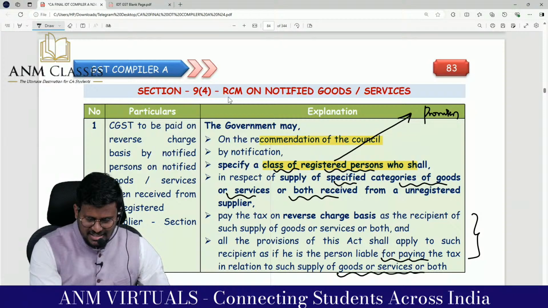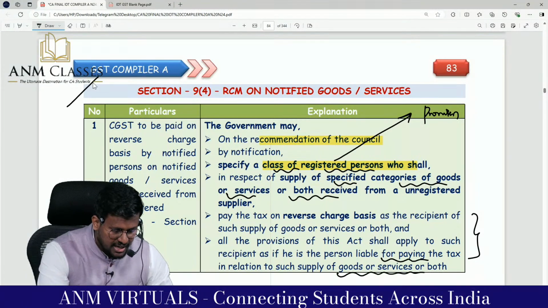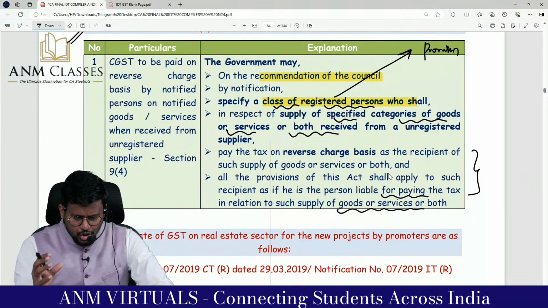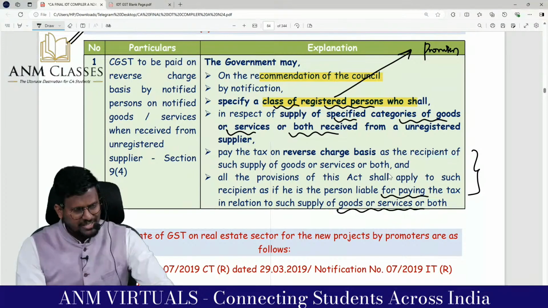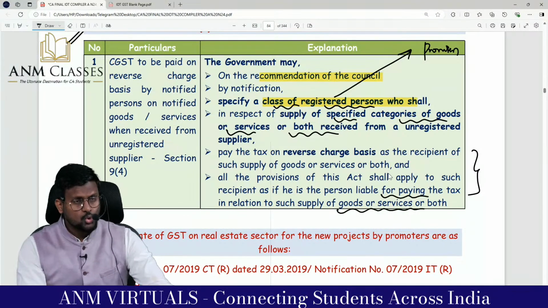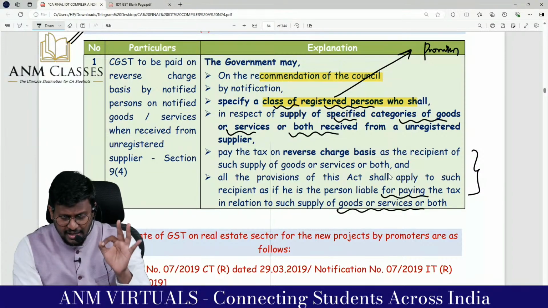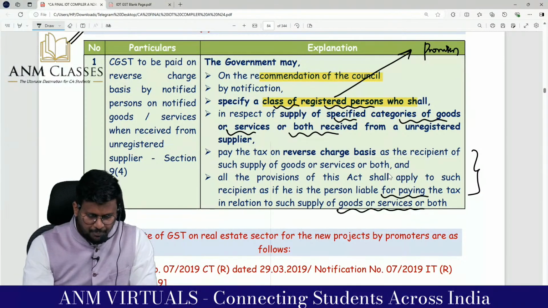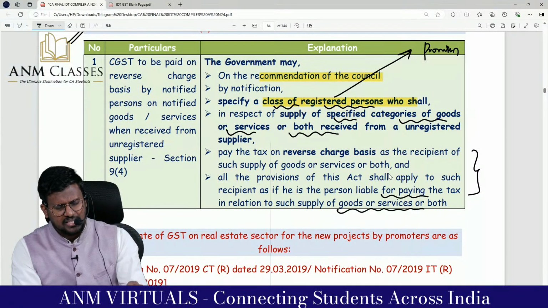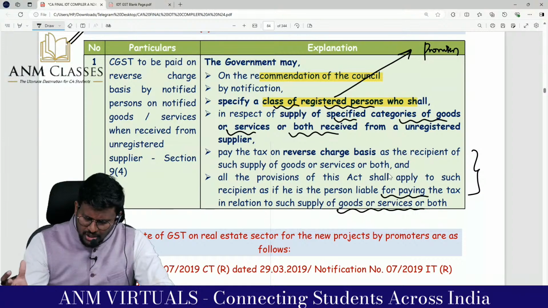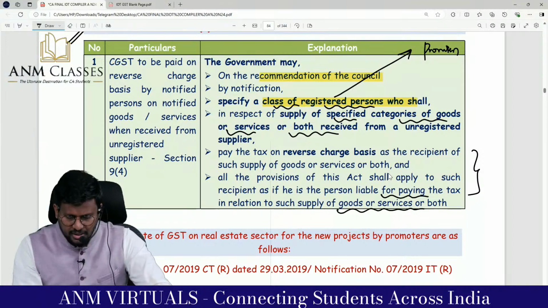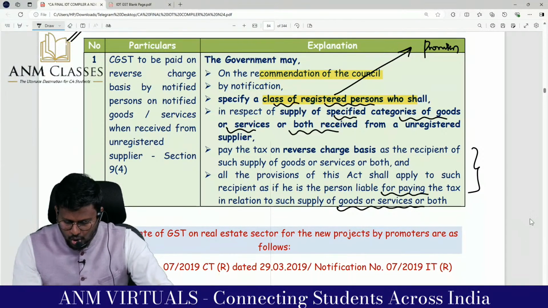Yes, sir, this is RCM from unregistered person. Recall the provision. The government may, on the recommendation of the council, by notification, specify a class of registered persons who shall, in respect of supply of specified categories of goods or services or both received from an unregistered person, pay the tax on reverse charge basis as the recipient of such supply of goods or services or both, and all provisions of this act shall apply to such recipient as if he is the person liable for paying the tax in relation to such supply of goods or services or both.